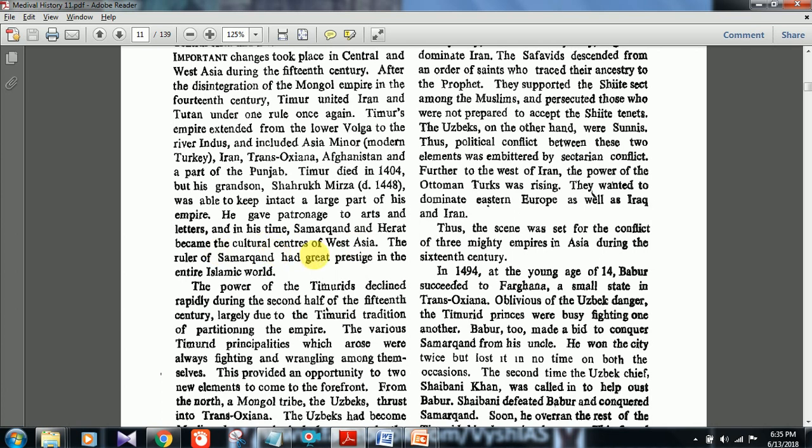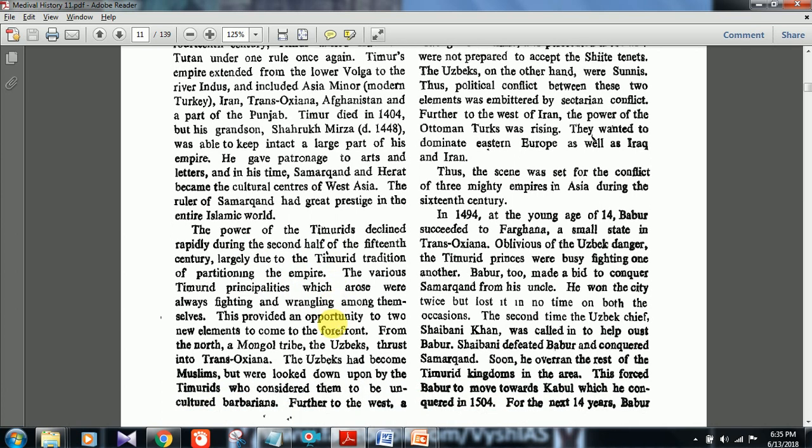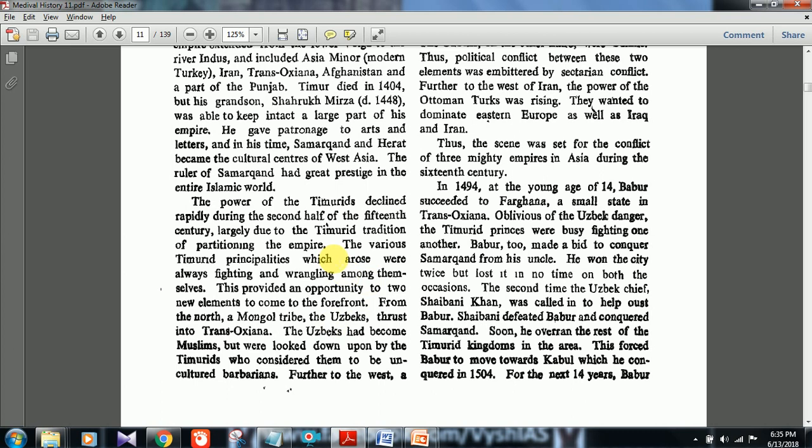The ruler of Samarkand had great prestige in the entire Islamic world. The power of the Timurids declined rapidly during the second half of the 15th century, largely due to the Timurid tradition of partitioning the empire. Okay, so they had this thing where they would set up an empire, then partition it and give governorship to different people. That was the reason for their disintegration or decline. You can tell the various Timurid principalities arose from always fighting and wrangling among themselves.